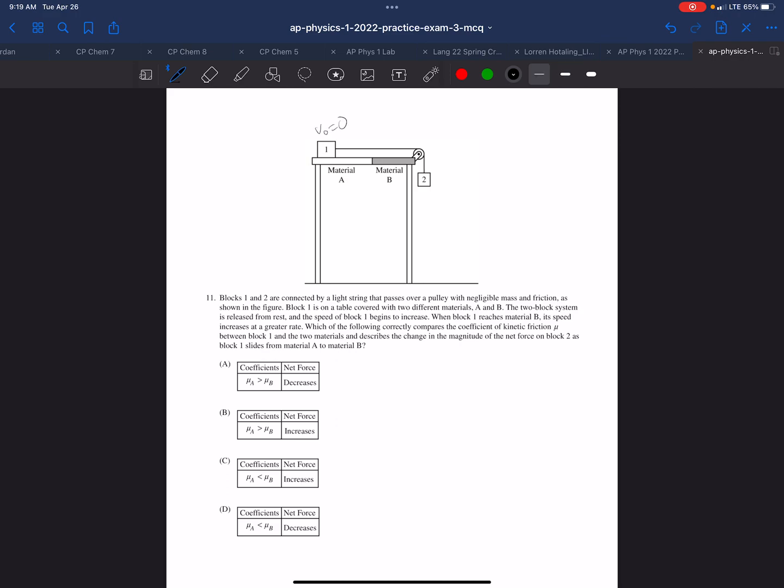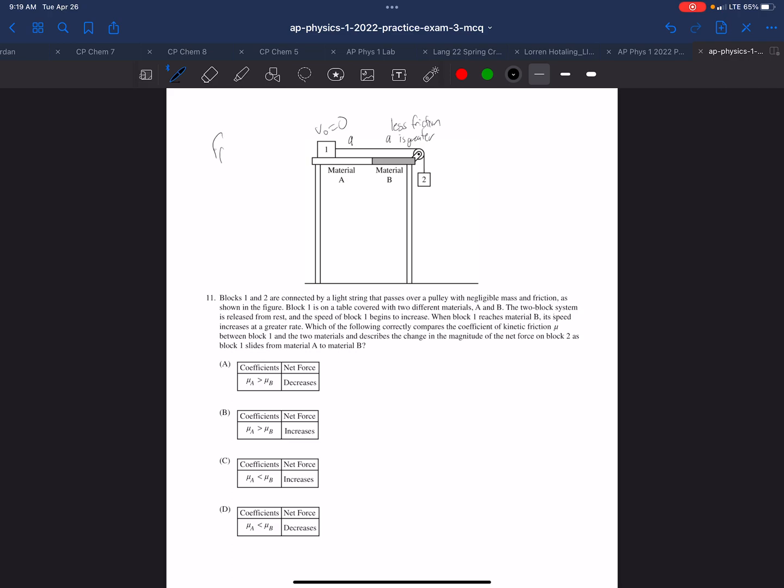The speed begins to increase. When it reaches B, its speed increases at a greater rate. So there's an acceleration here, and this acceleration is greater. Well, the reason acceleration is greater is because there's less friction.